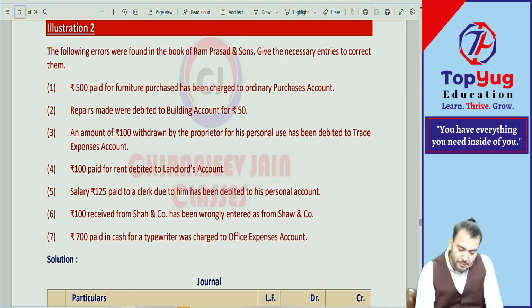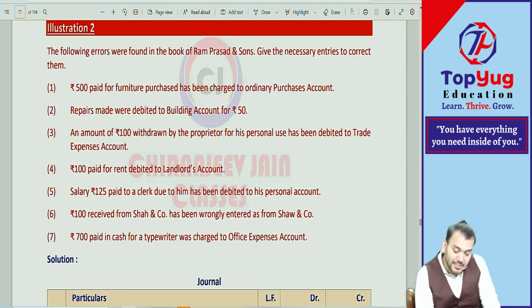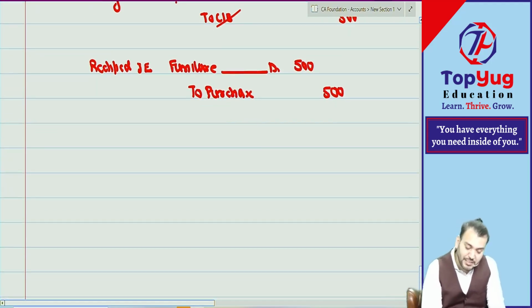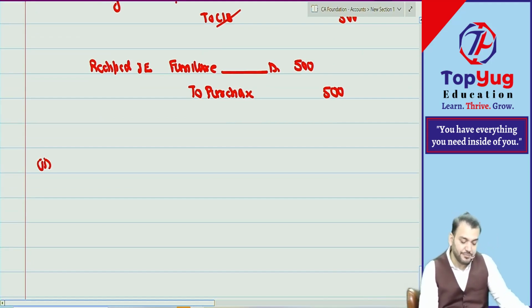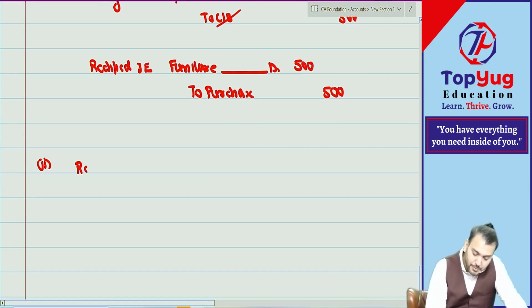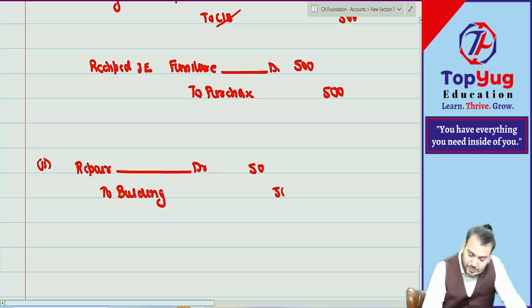Second point is what? Repairs made were debited to building account. So building account has been debited instead of what? So what is the rectified entry? Whatever is correct, we will do directly. Repair account debit to what? Write down repair account debit to building account. Very simple. What is the amount? Amount is 50 rupees. Correct.